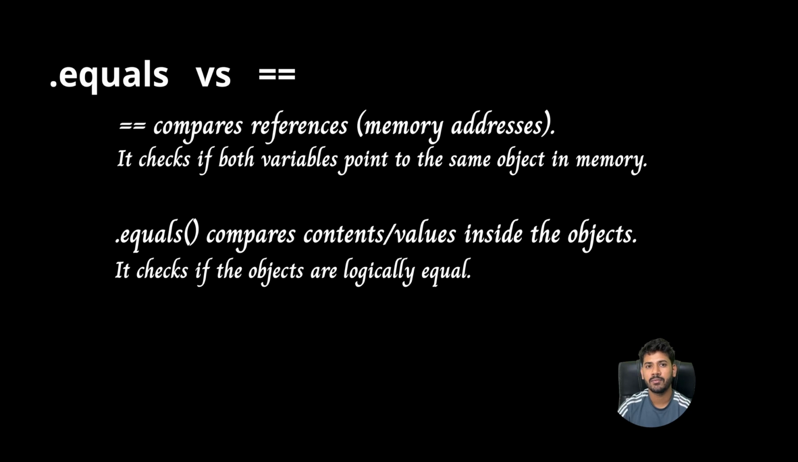But while comparing strings, if you're using dot equals, what does it do? It checks the exact logical values that are present in our object. So in this case, we will get the desired result that we are actually looking for. So how does it work? Let's jump to IntelliJ and see this.